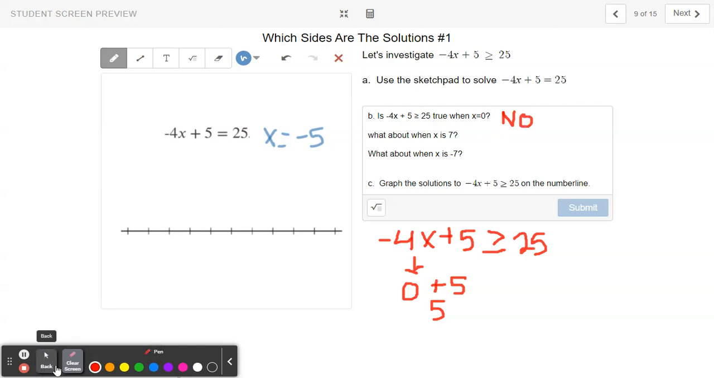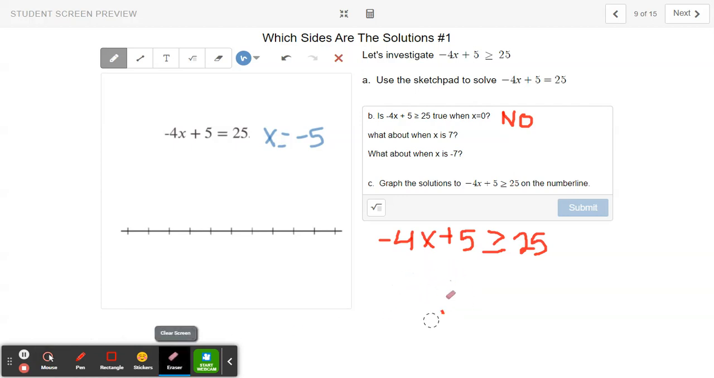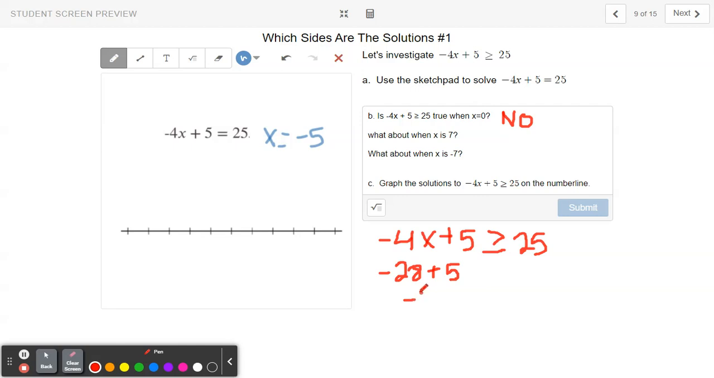How about when x is positive 7? Now we're going to do the same thing for this inequality, but we're going to use 7 instead of 0. So negative 4 times 7. Well, that's negative 28 plus 5. So negative 28 plus positive 5, I know that the positives cancel negatives. So this ends up being negative 23 is greater than or equal to 25. Does that work? No, not even close, right?